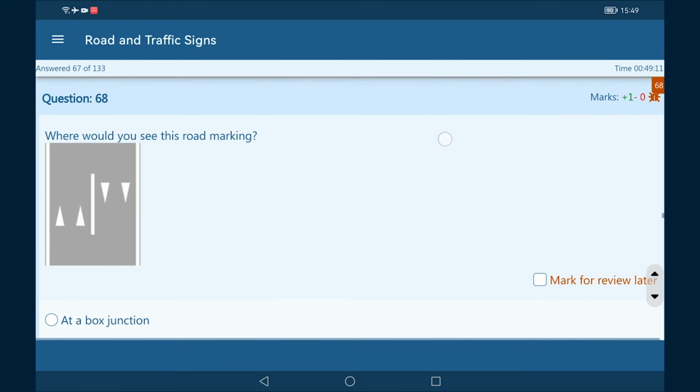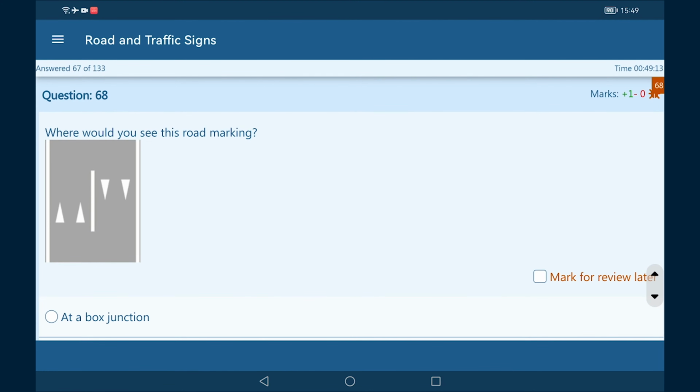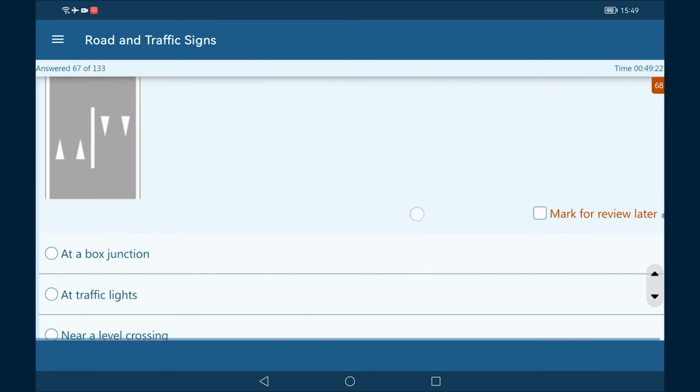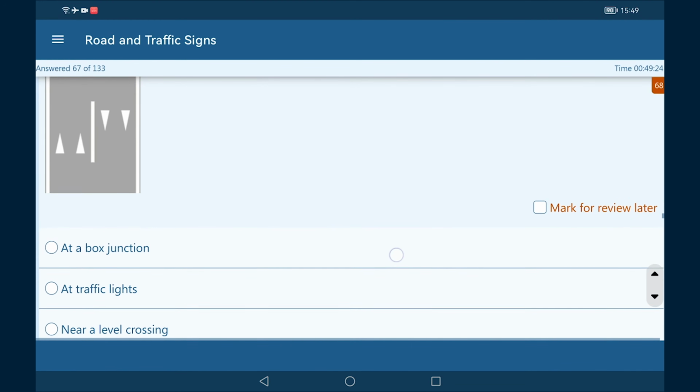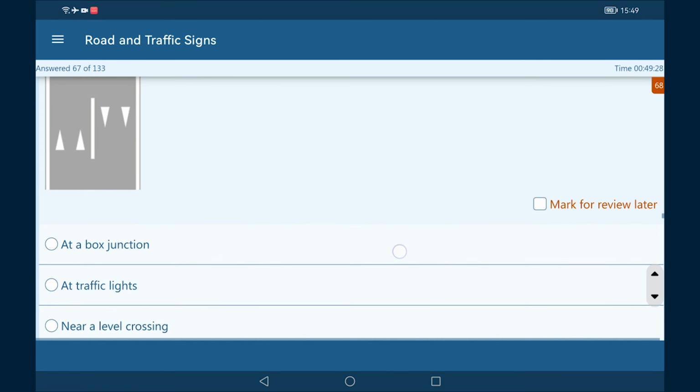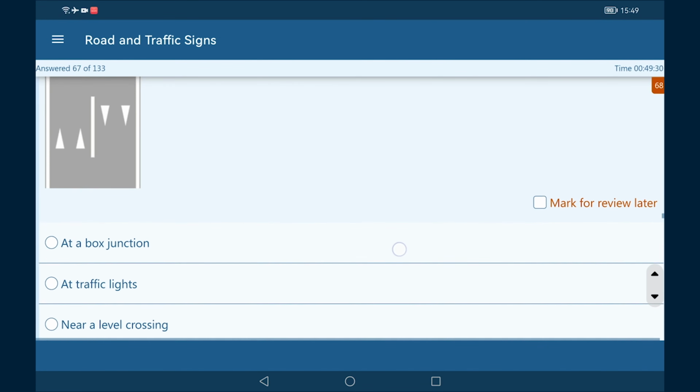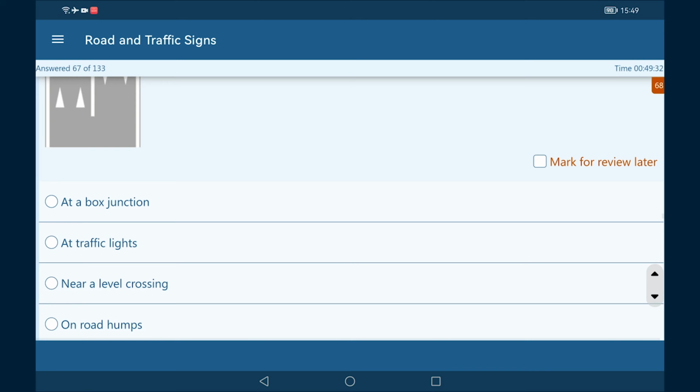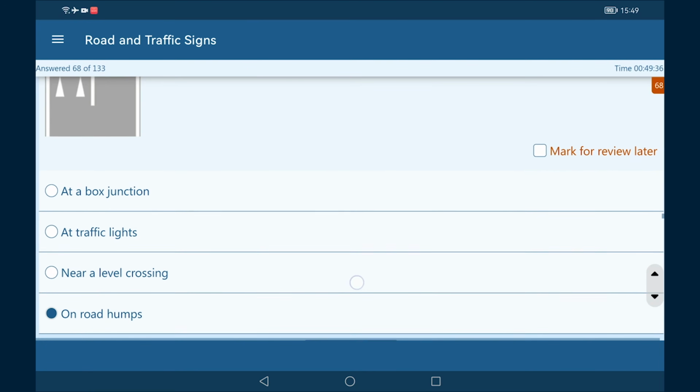Question 68. Where would you see this road marking? Option 1. At a box junction. Option 2. At traffic lights. Option 3. Near a level crossing. Option 4. On road humps. The correct answer is Option 4. That is, on road humps.